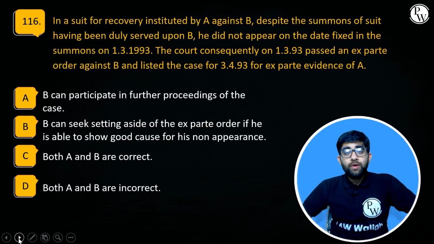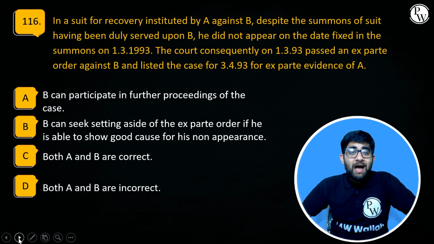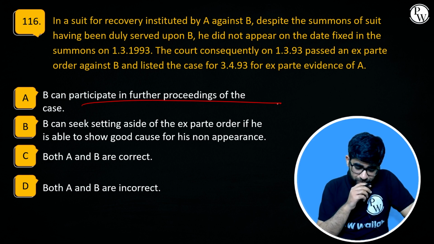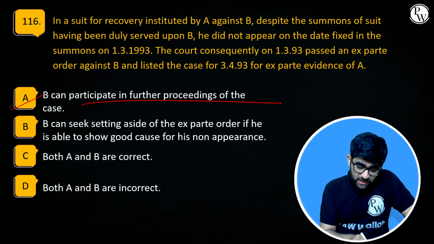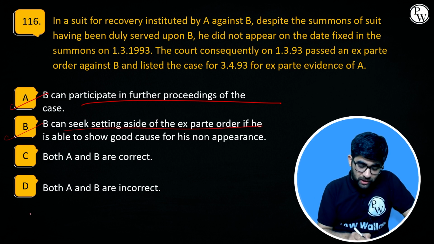Next, in a suit for recovery instituted by A against B, despite the summons of suit having been duly served upon B, he did not appear on the date fixed in the summons on 1/3/1993. The court consequently on 1/3/1993 passed an ex parte order against B and listed the case for 3/4/1993 for ex parte evidence of A. B can participate in further proceedings of the case. Yes, B can seek setting aside of ex parte order if he is able to show good cause for his non-appearance. Both A and B are correct. Yes, it is correct.